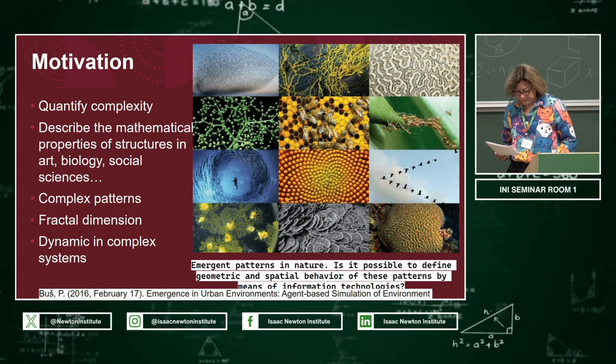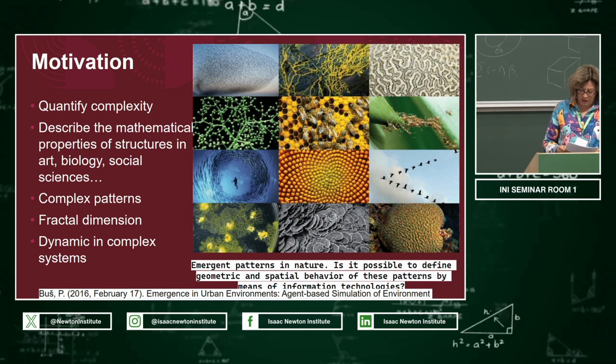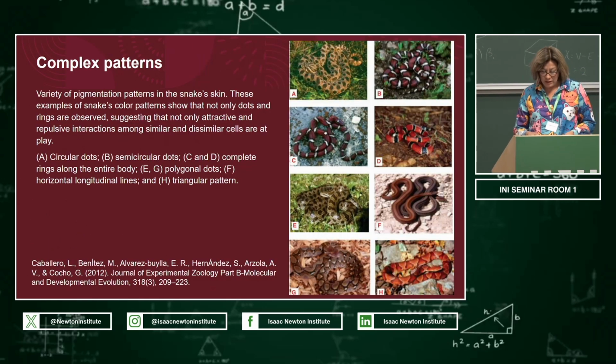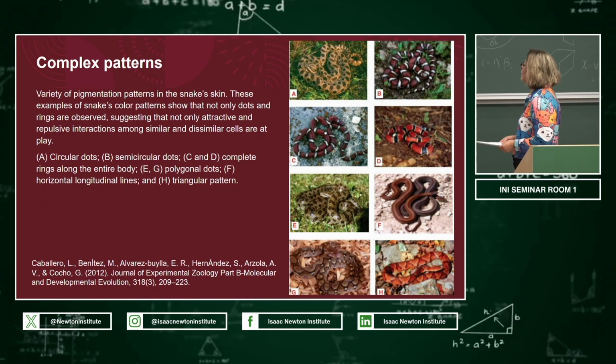For example, in the work called Hermidal-Cocho, they analyze how the patterns change according to pigmentation in the snakes. They found that there are interactions that produce not only points but also lines, polygons, horizontal lines, triangles. It's fascinating.